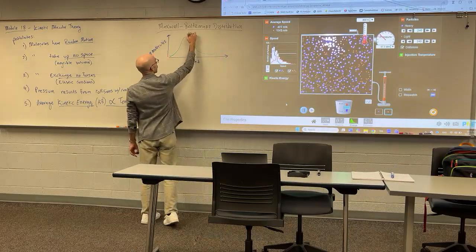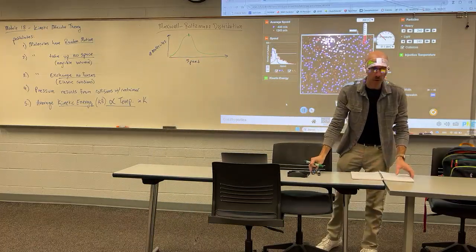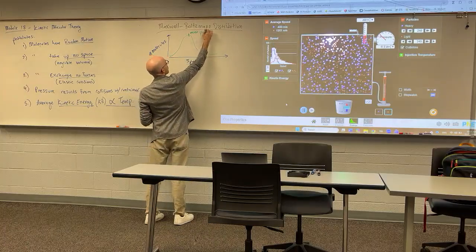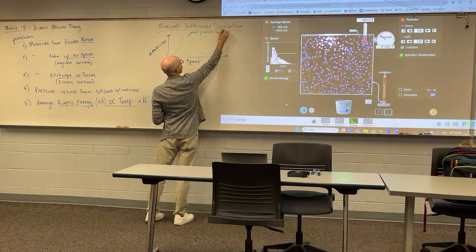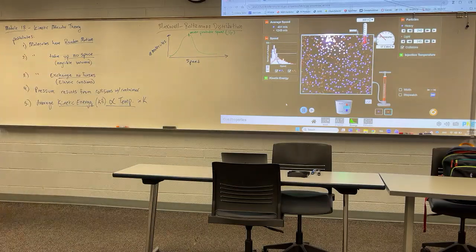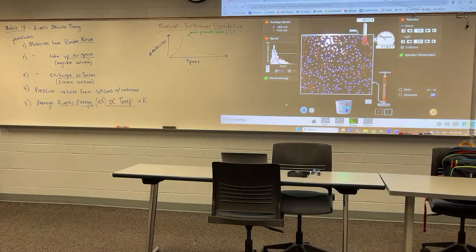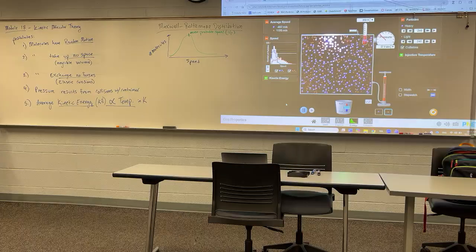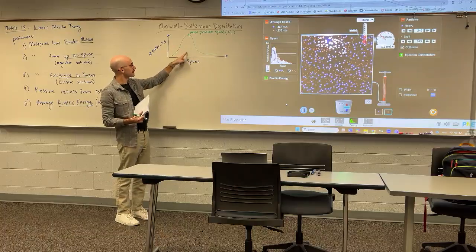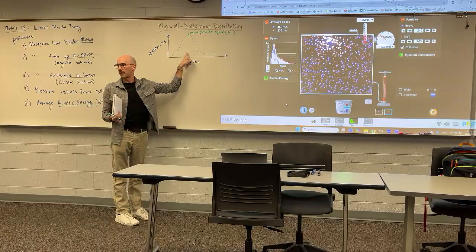At the top, you have the most probable speed. And this is often given as vp, velocity that is most probable. That is to say, if you were to pick a molecule, what speed would that molecule have? Well, you have the highest probability of choosing a molecule at this speed because that is where the largest number of molecules have that same speed.